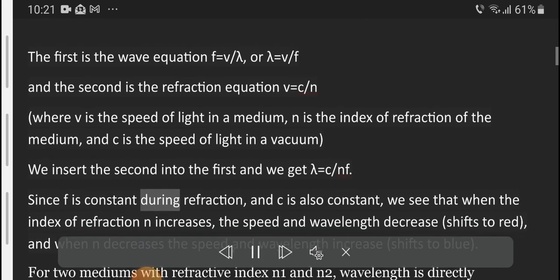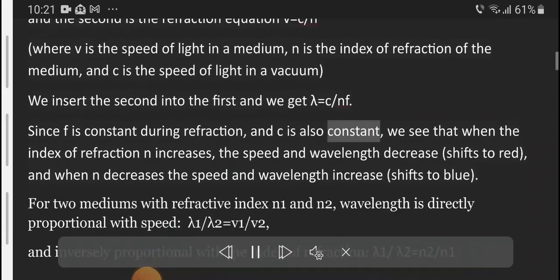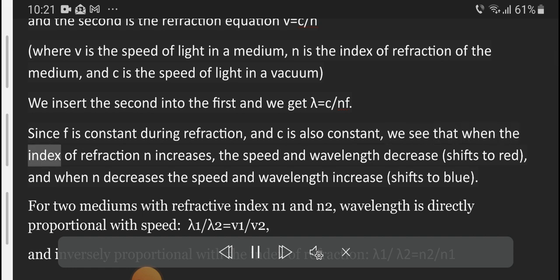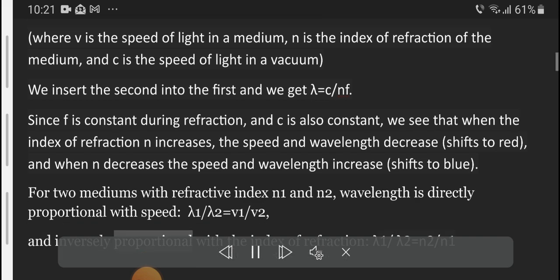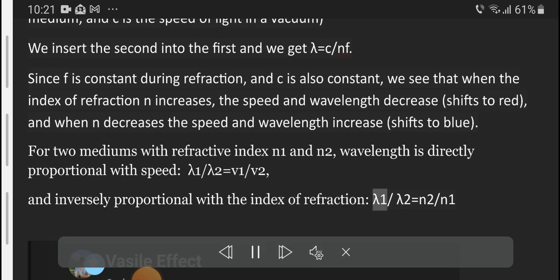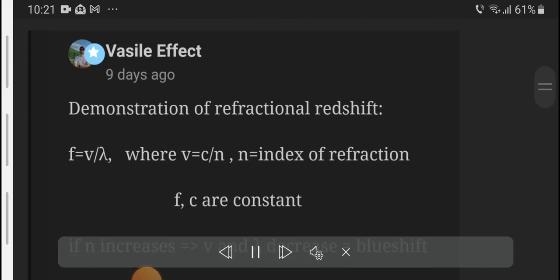Since f is constant during refraction, and c is also constant, we see that when the index of refraction n increases, the speed and wavelength decrease, shifts to blue, and when n decreases the speed and wavelength increase, shifts to red. For two mediums with refractive index n1 and n2, wavelength is directly proportional with speed, lambda1/lambda2 equals v1/v2, and inversely proportional with the index of refraction, lambda1/lambda2 equals n2/n1.